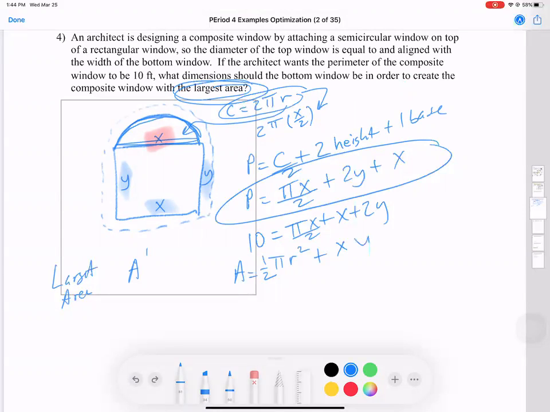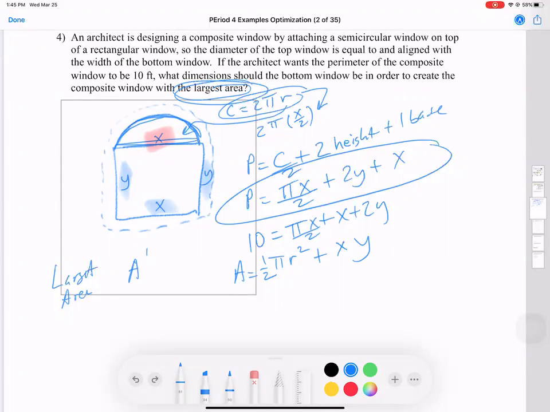This is xy. So what should the dimensions of the bottom window be in order to create a composite window with the largest area? Our area of the composite window is half the circle on top plus the rectangle on the bottom. Now there are too many variables here.